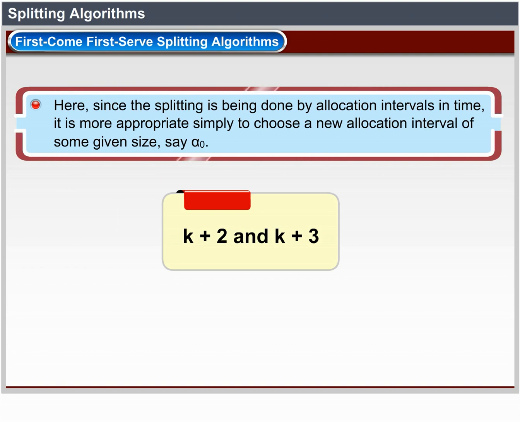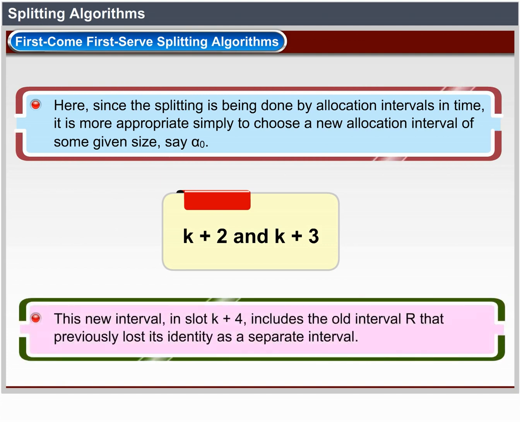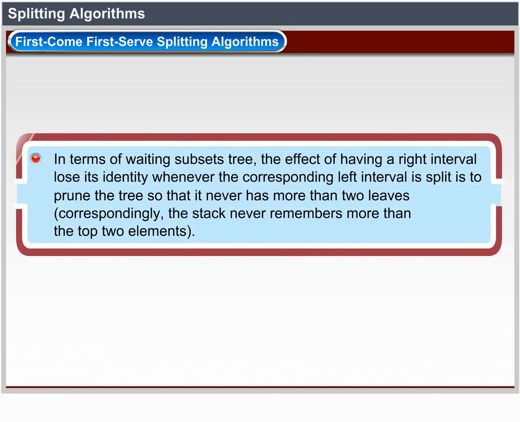This new interval in slot k plus 4 includes the old interval R that previously lost its identity as a separate interval. In terms of the tree of waiting subsets, the effect of having a right interval lose its identity whenever the corresponding left interval is split is to prune the tree so that it never has more than two leaves. Correspondingly, the stack never remembers more than the top two elements.